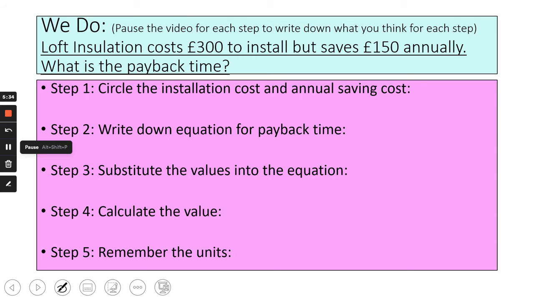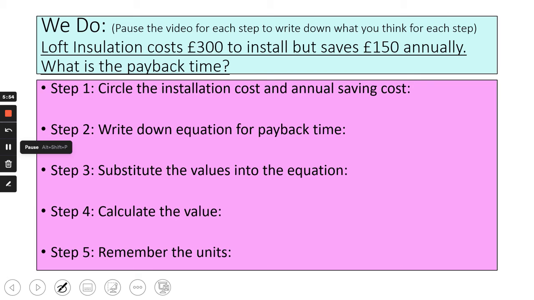Okay. During the We Do activities, I need you to pause the video at each step and write down what you would think to do for each step, and then carry on playing the video. So, loft insulation costs £300 to install but saves £150 annually. What is the payback time?